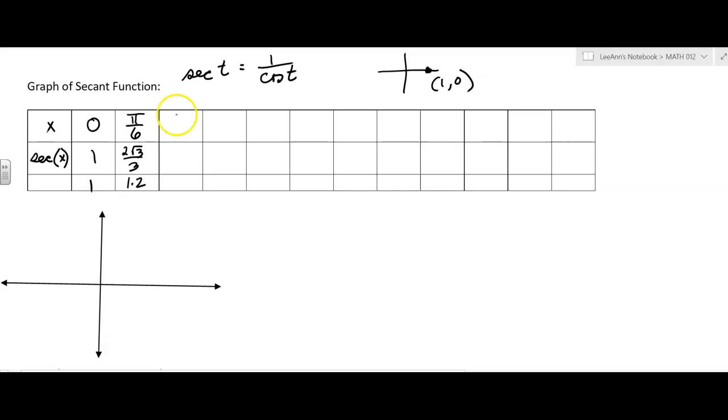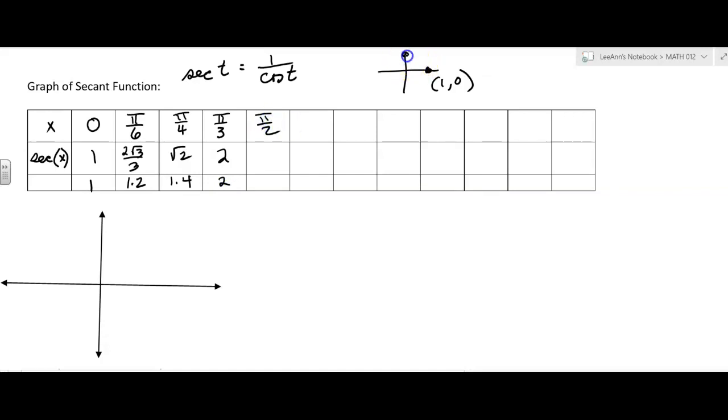All right, now let's think about pi over 4. What was the cosine of that, and then what's the reciprocal of it? It's going to be the square root of 2. You might just remember, or you might look it up on a chart or a unit circle. Anyway, the square root of 2 is about 1.4. And then we're going to have pi over 3. The cosine of pi over 3 is 1/2, so the reciprocal is going to be 2. So 2.